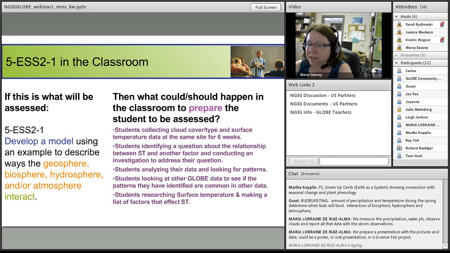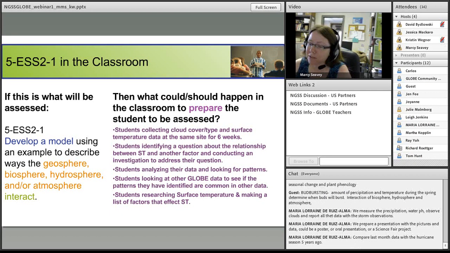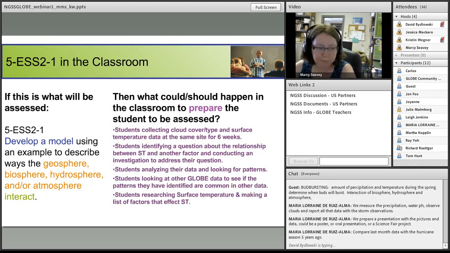Students analyzing their data and looking for patterns in it. That could be the data from their class project of the 6 weeks, but it could also be data from their individual or group projects about their relationship between surface temperature and another factor. They could be students looking at other GLOBE data to see if the patterns that they've identified are common in other students' data, and also researching surface temperature and making a list of the factors that affect surface temperature.